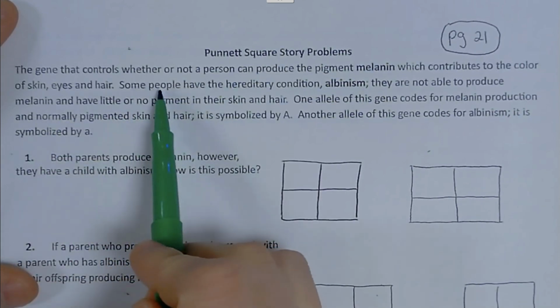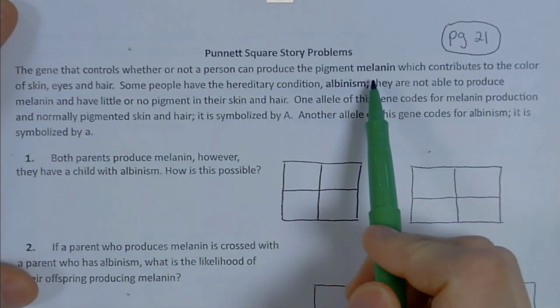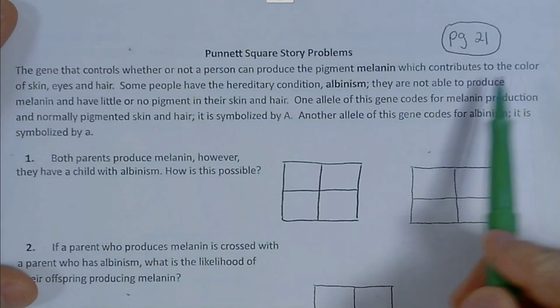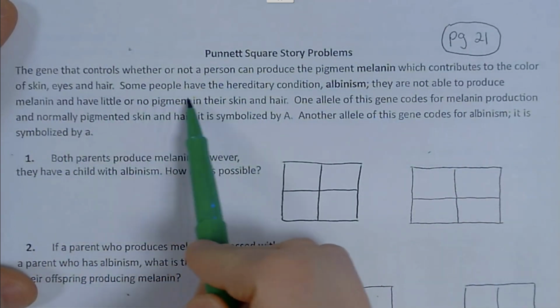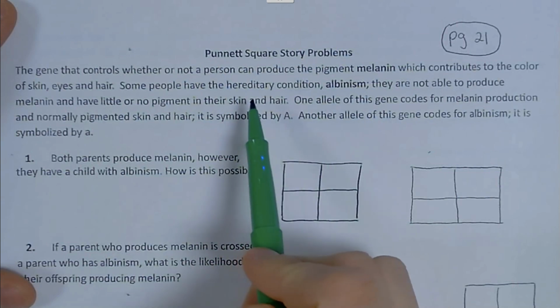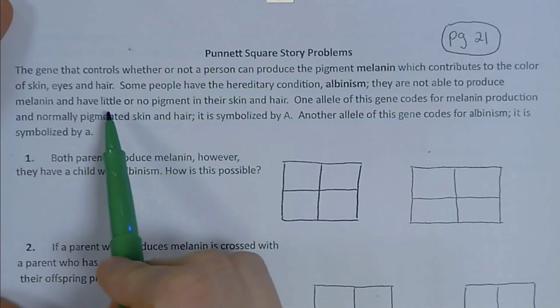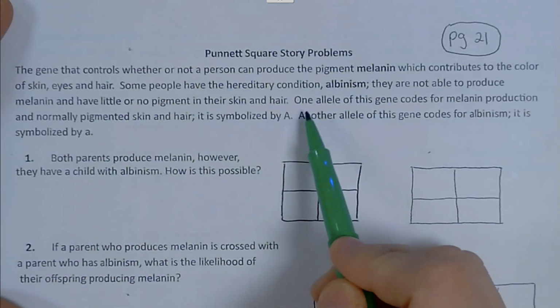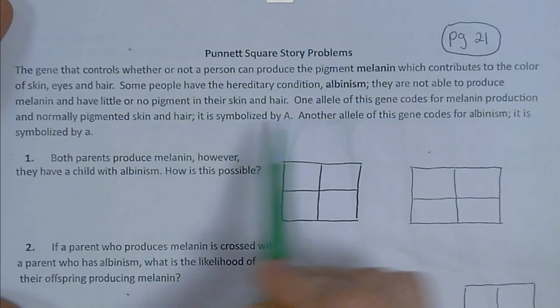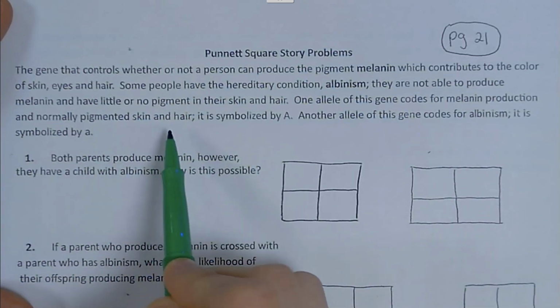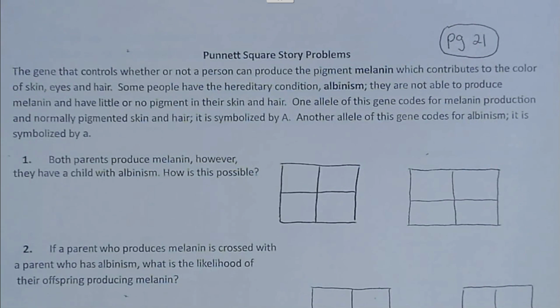The gene that controls whether or not a person can produce the pigment melanin, which contributes or adds to the color of skin, eyes, and hair. Some people have the hereditary condition, we know heredity means coming from parents, albinism. They are not able to produce melanin and have little or no pigment in their skin and hair. One allele of this gene codes for melanin production in normally pigmented skin and hair. It is symbolized by a capital A. Another allele of this gene codes for albinism. It is symbolized by a lowercase a. So it says both parents produce melanin. However, they have a child with albinism.